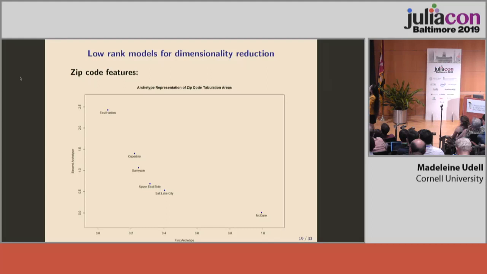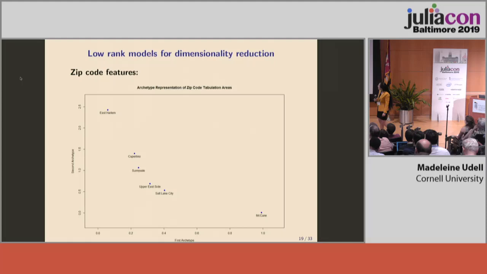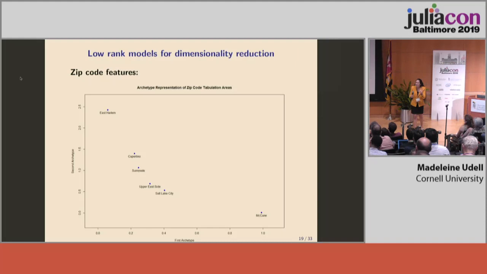East Harlem is about as far away as you can get from McCune, which is a small town in Kansas. The Upper East Side is closer to Salt Lake City than it is to Cupertino. It's not clear; we can try to interpret this stuff, but it's not entirely clear. So we tried doing this into 10 dimensions, and we got 10 dimensional zip code features.